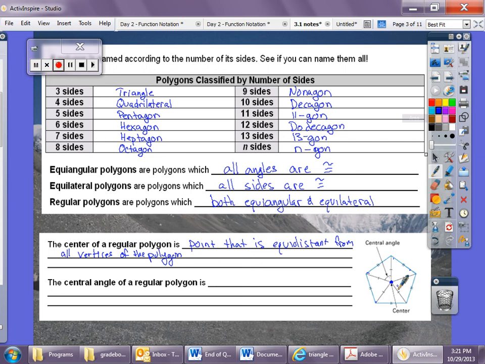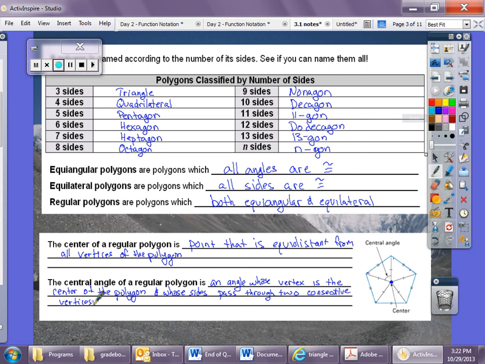And the central angle of a polygon, the central angle, is an angle whose vertex is the center of the polygon and whose sides pass through two consecutive vertices.